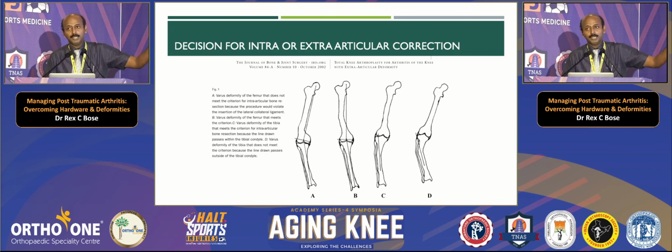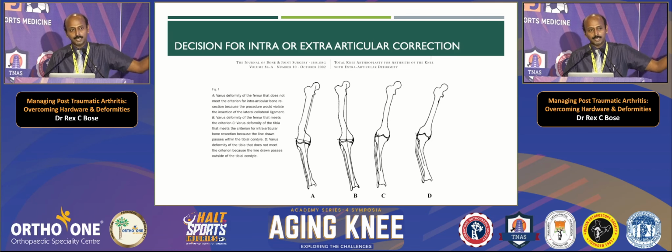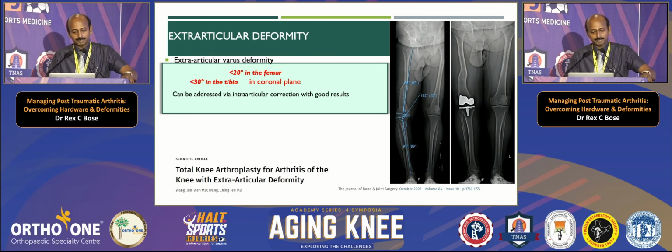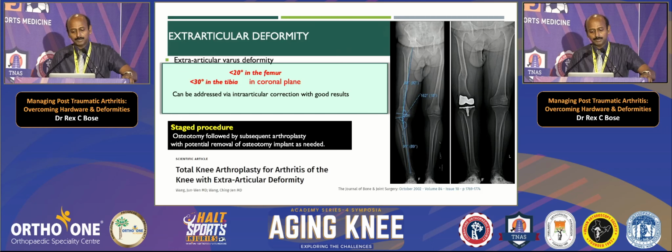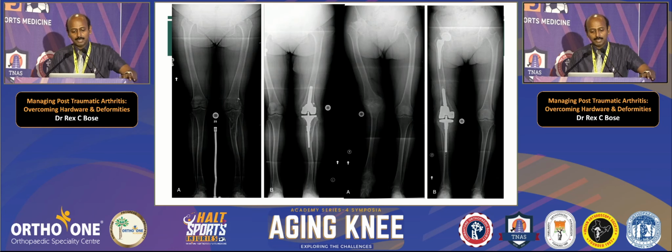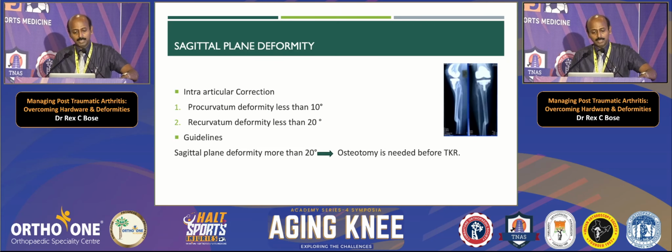If it cuts on the tibia, you can do. If it is above, outside the tibia, you need to do extra-articular correction. So obviously, as I said earlier, this is one of the examples. This is a malunited tibia and less than 25 degrees of deformity. So intra-articular correction with the stem extension.